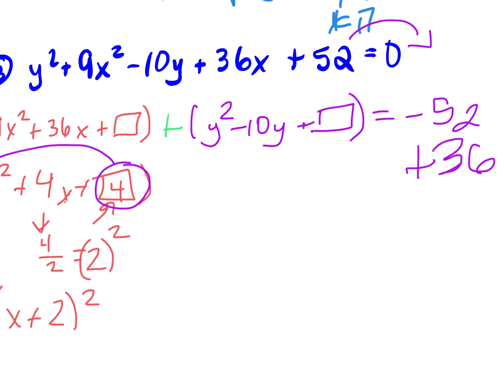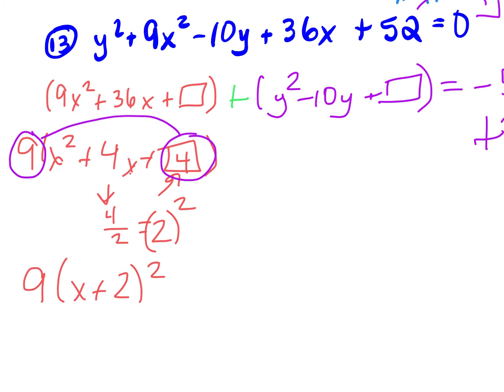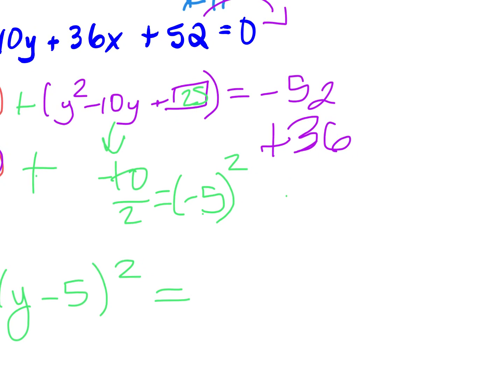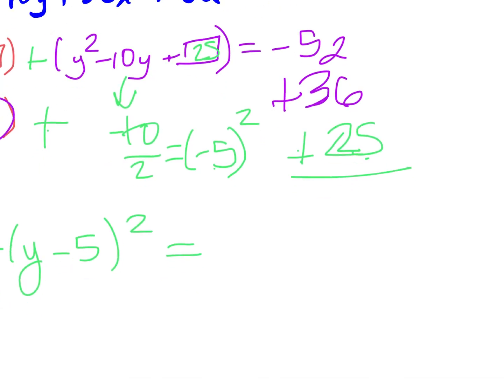Try and add 36. Okay, now I'm going to do the same thing with my y's. I have a plus sign here. I'm going to complete the square, so I bring down this negative 10. Negative 10 divided by 2 gives me negative 5. So my binomial is going to be y minus 5 quantity squared. And then when I square negative 5, I get 25. So I'm adding 25 here. I'm going to add 25 to this side. So when I add negative 52 plus 36 plus 25, I get positive 9.